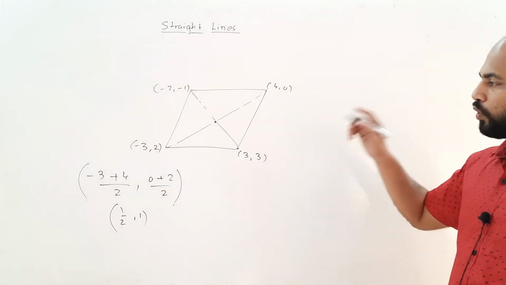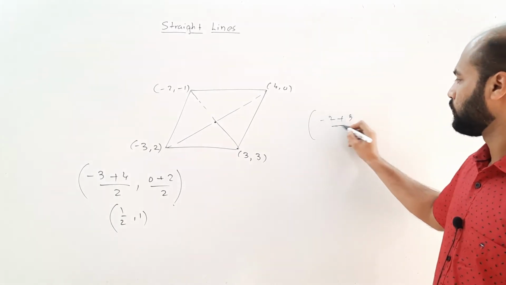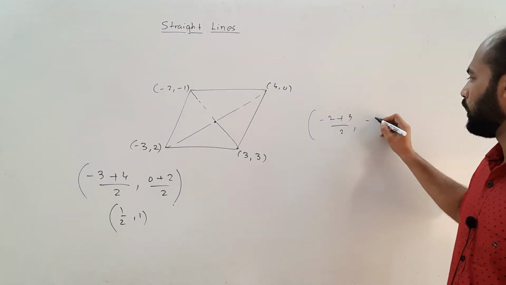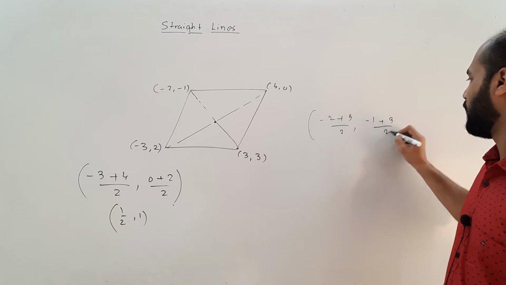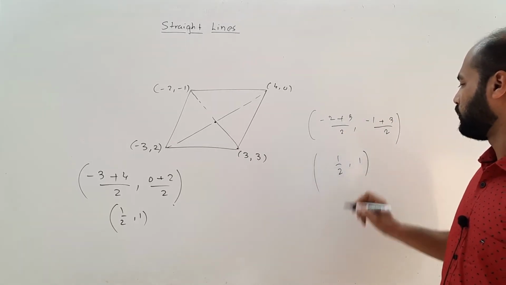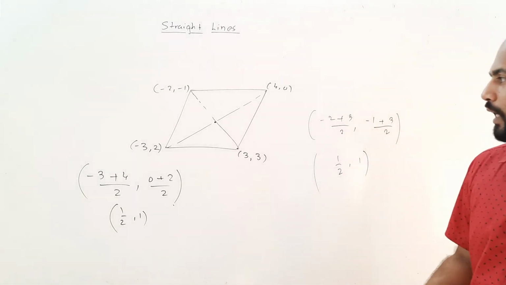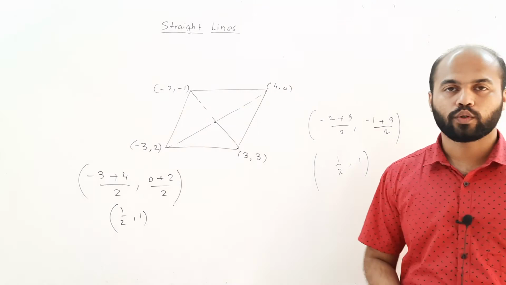So let's see what it is. So it's going to be (-2 + 3) by 2 and (-1 + 3) divided by 2, which means that this is going to be (1/2, 1) again. Now the point is coinciding, it's a common center, and hence we can say that it's a parallelogram.